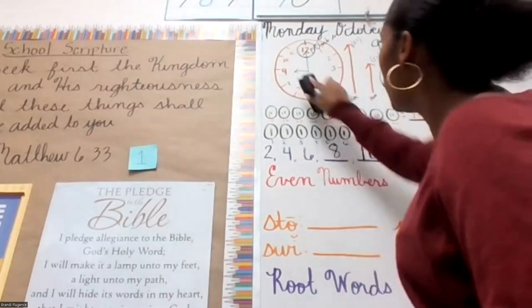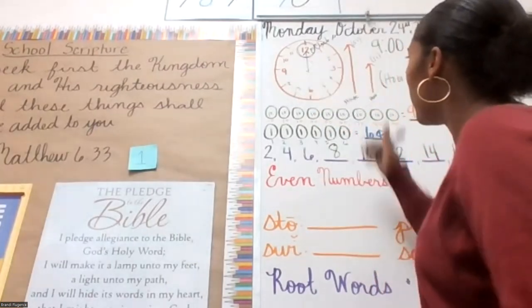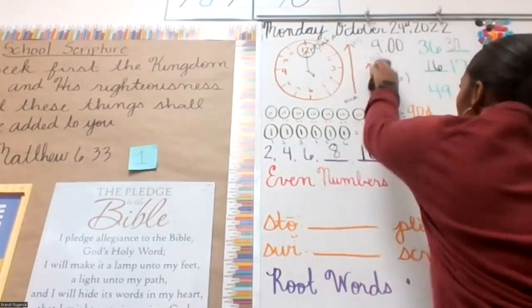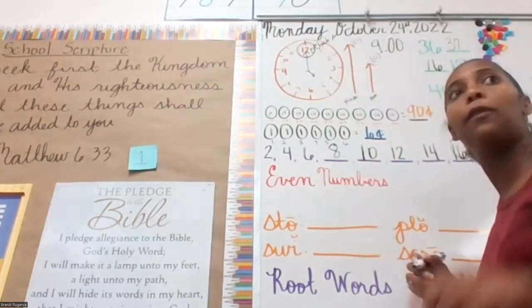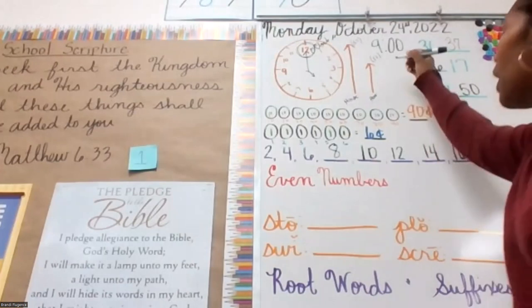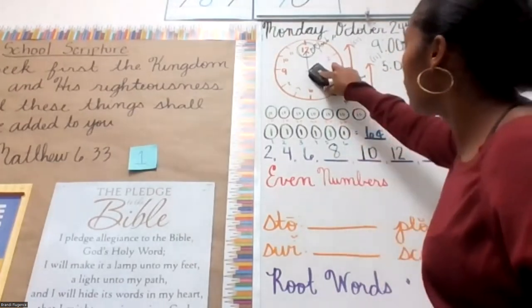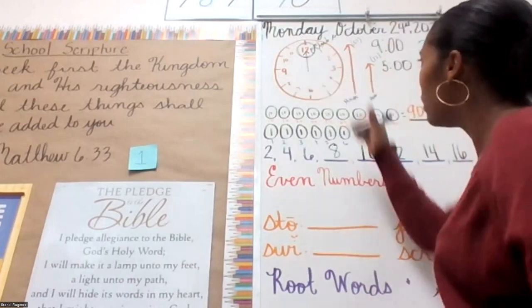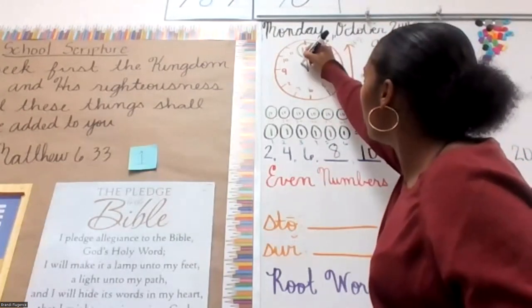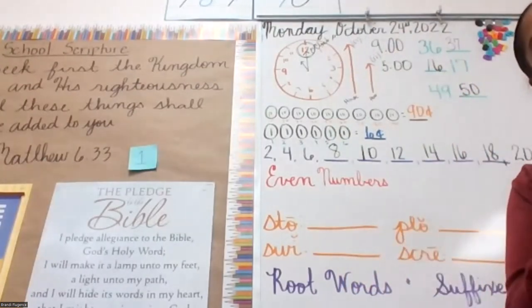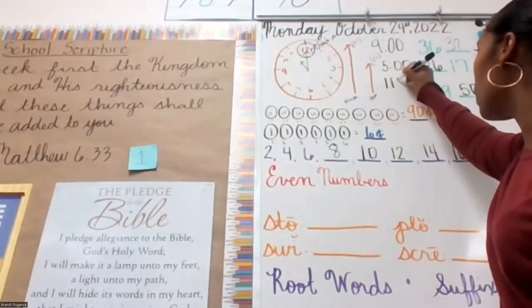9 o'clock. Okay, what if I switch my hour hand to a 5? What time would it be then if I switched the hour hand to 5? 5 o'clock. Okay, what if I switched my hour hand to 11? 11, what time would it be then? 11 o'clock. 11 o'clock, and one more.